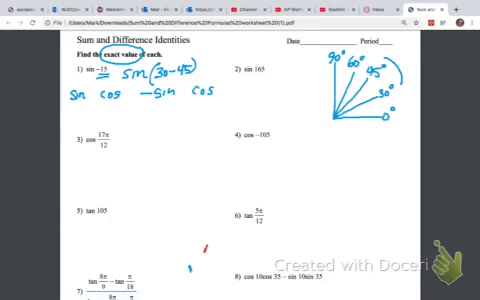But what is this? This is the alpha. This is the beta. This is the alpha. I'm sorry, then you switch them. This is the beta. This is the alpha. And then we know these values, so I'll just plug in those 4 values.